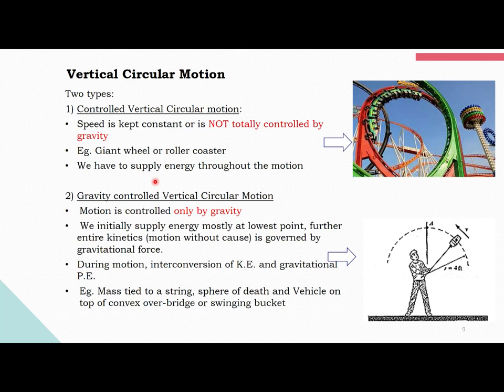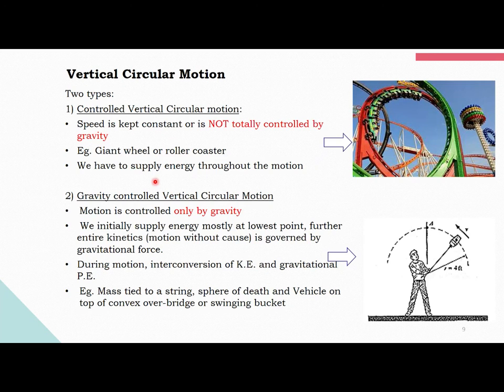For circulating this body, we have to supply energy throughout the motion. Another type is gravity controlled vertical circular motion. Here, motion is controlled only by gravity. We initially supply energy mostly at the lowest point. Further, the entire kinetics is governed by gravitational force. That means we have to provide energy at the lowest point of the body only once. After that, the gravitational force takes control of its motion.